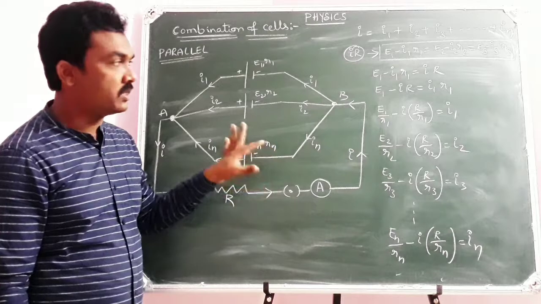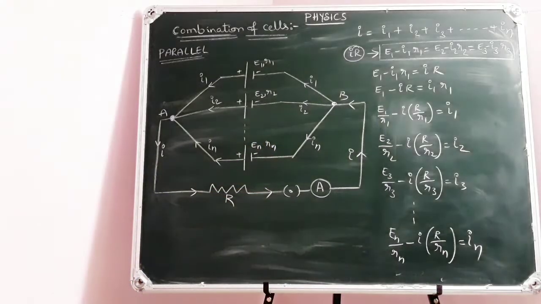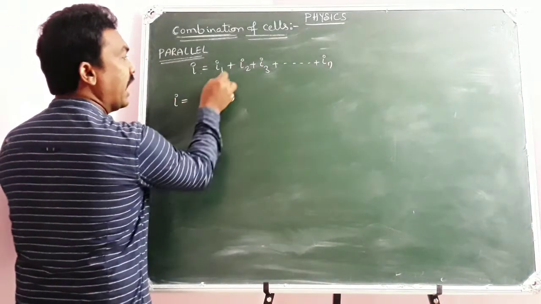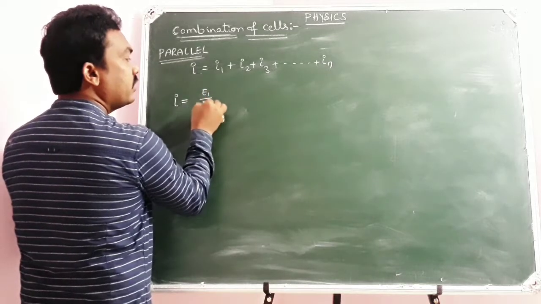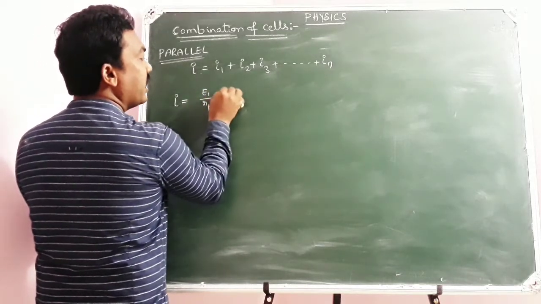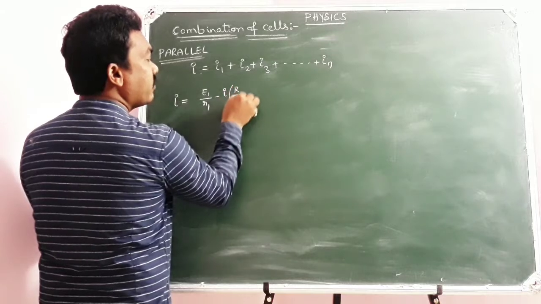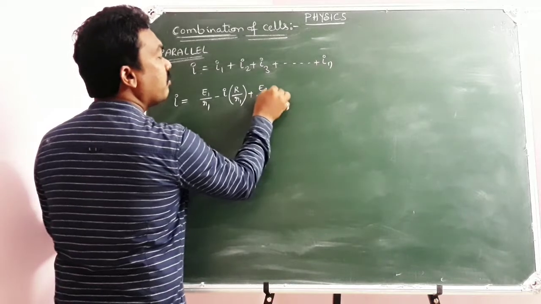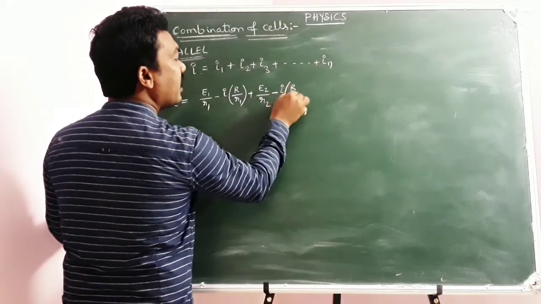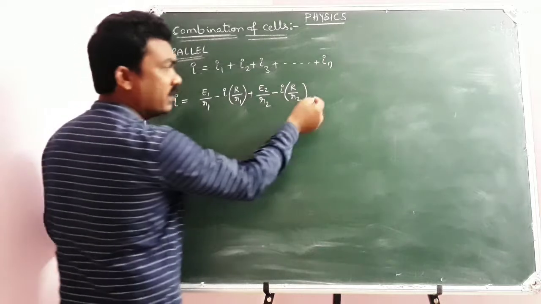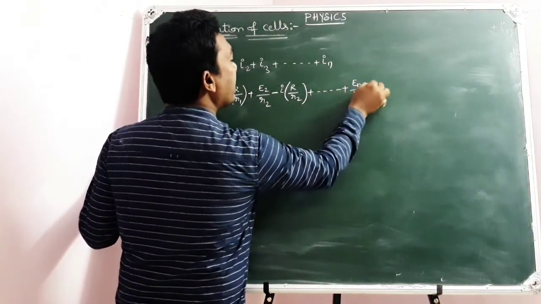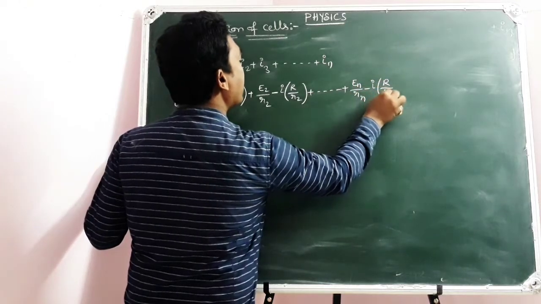Once note down, because I am going to analyze everything. Yes, once look at this here. So I equal to I1, E1 by R1 minus I into capital R by R1, plus I2, E2 by R2 minus I into capital R by R2. Like that I3 and so on. I am generalizing: En by Rn minus I into capital R by Rn.